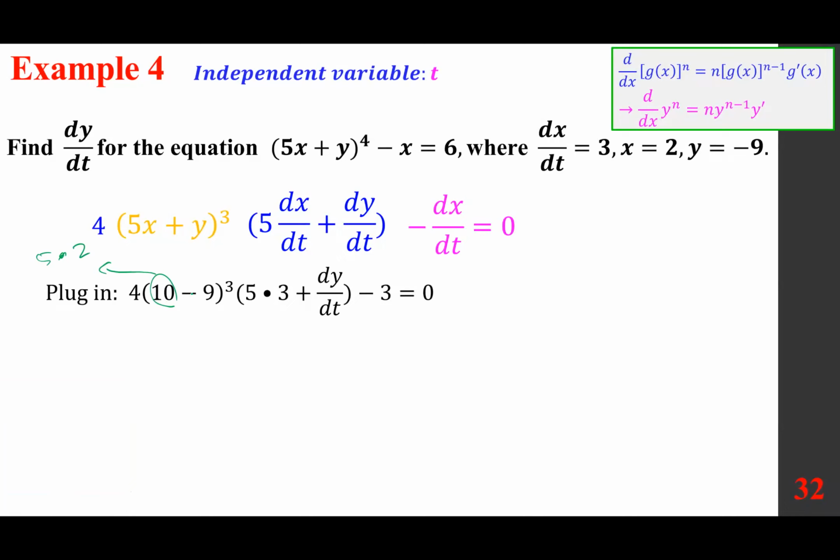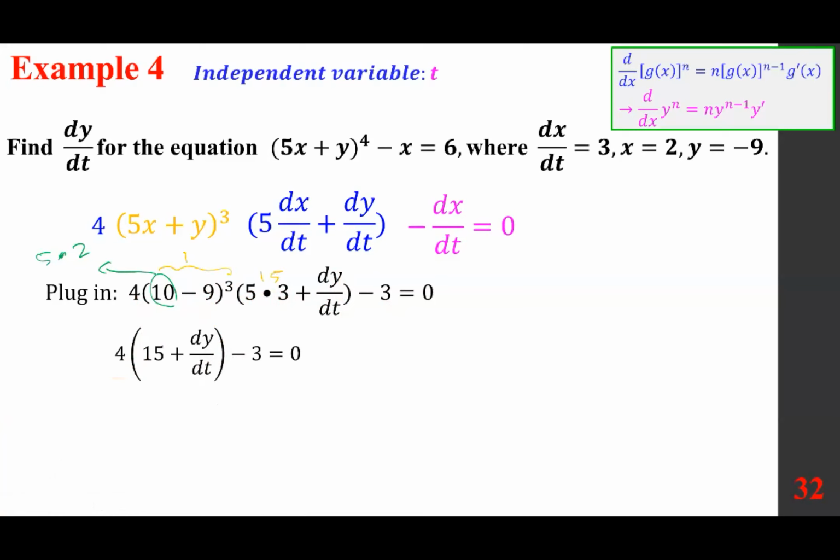Well, 10 minus 9 is 1, and 1 cubed is 1. 5 times 3 is 15, and we write it. So we write 4 times 1, we don't have to write. 15 plus 4 dy dt minus 3. Okay, so again, 10 minus 9 is 1. 1 cubed is 1, so it has no bearing. We write this at the top. So this one is 15, everybody, okay? And this whole thing is 1.